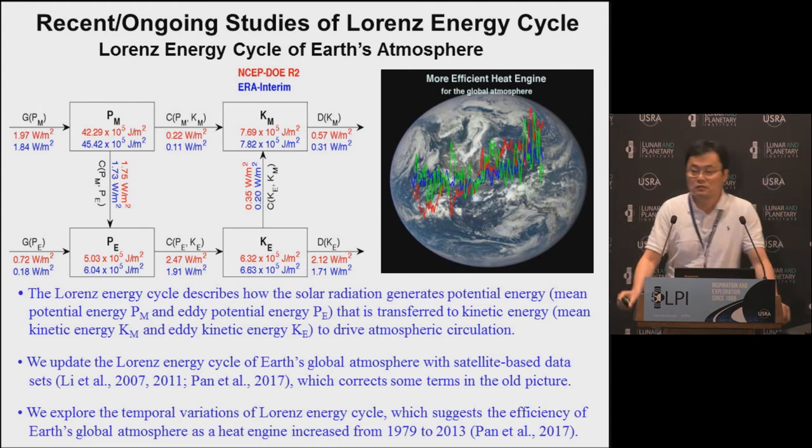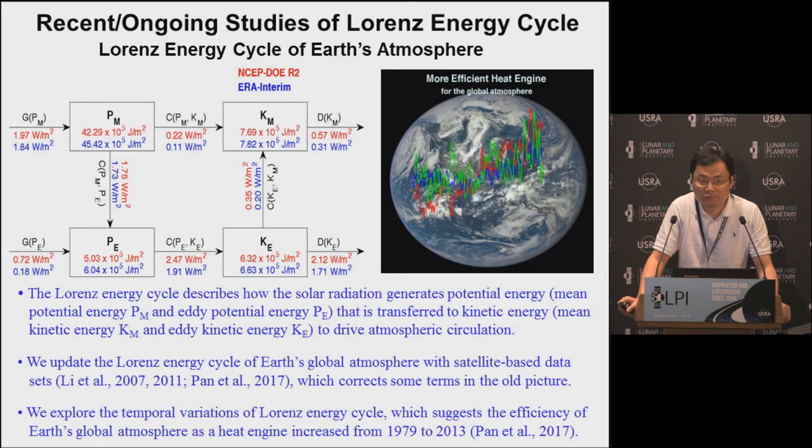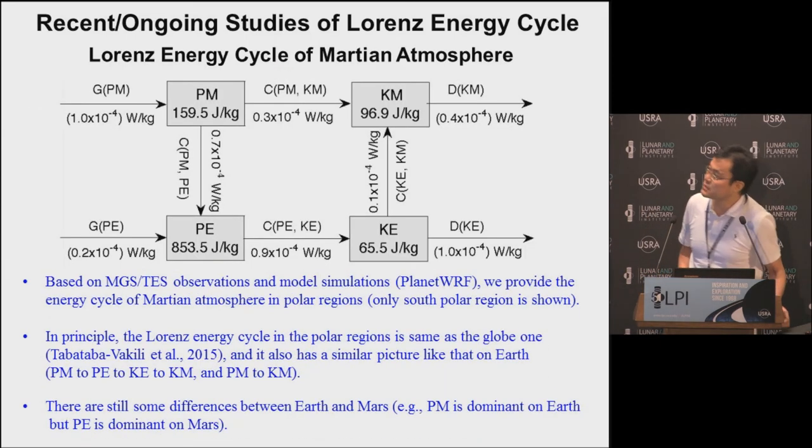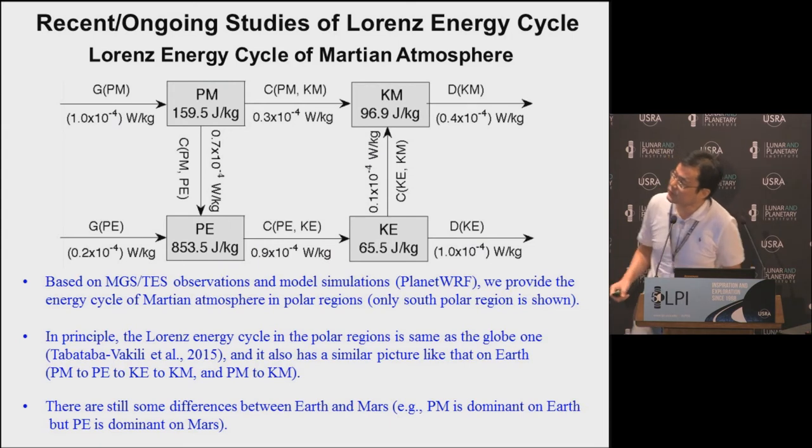Also, we double check the global average Lorentz energy cycle for Earth. We find if we take Earth's global atmosphere as a heat engine, actually its efficiency increased in the past 35 years. So we published this paper with my student. Okay, that's for Earth. Here is for Mars.